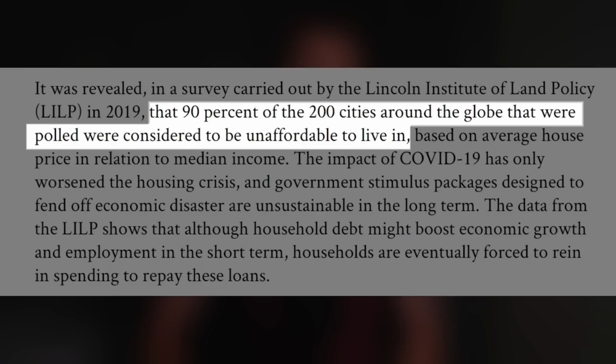We are living through one of the worst housing crises in modern history. A 2019 study revealed that out of 200 cities globally, 90% of them were considered unaffordable to live in. That was 3 years ago, and the events which have occurred since then have only served to worsen the crisis.